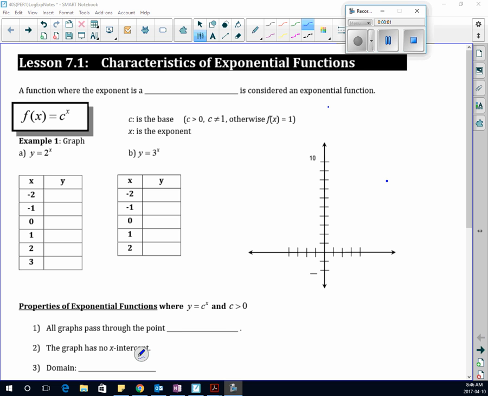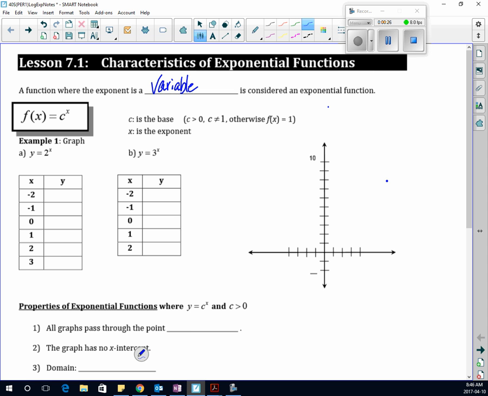Exponential function. So this is the first time in math you've seen something like this. Anyways, so let's look at the characteristics of what makes up an exponential function. So a function where the exponent is a variable. That is the reason why it's considered an exponential function.